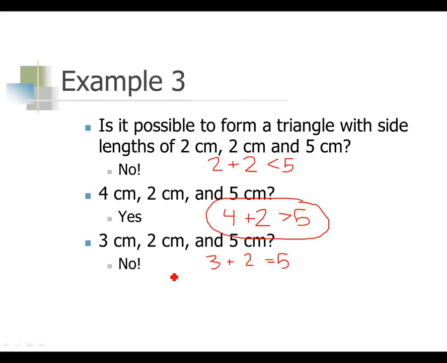When your assignment asks you for an explanation, the work that we showed here would be the explanation. You just show me that, okay, these two together, that's less, that's why I'm saying no. These two together is greater, that's why I'm saying yes. These two together is equal, that's why I'm saying no.